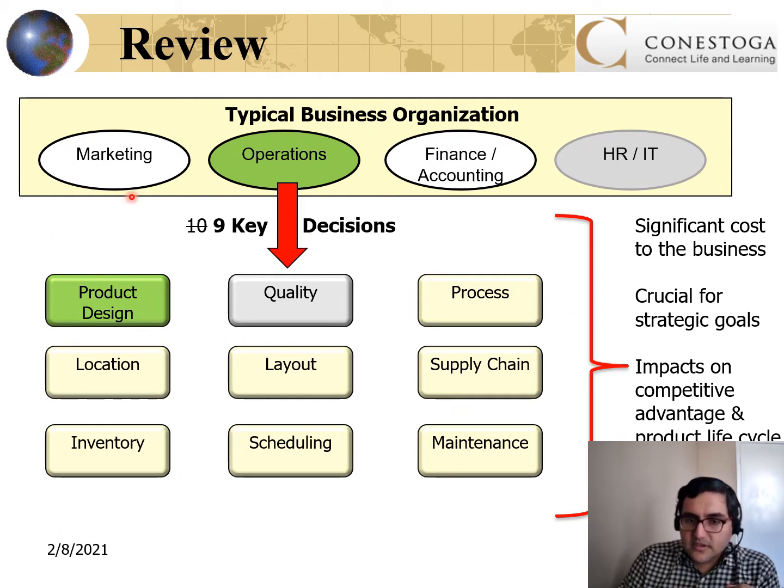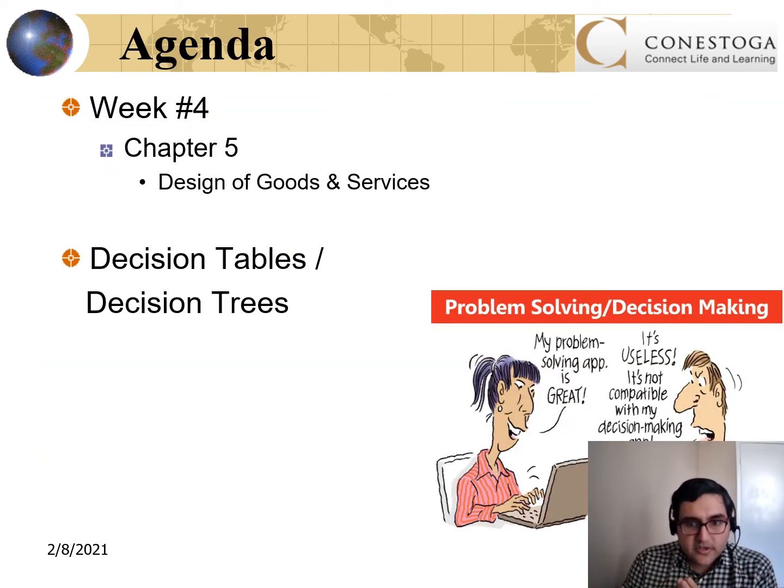So these are the various operations management decisions which will come up. The next week we will be starting with quality management. As I said, the focus for this particular week is the design of goods and services. Towards the end of today's discussion, I will be introducing what's called a decision table or a decision tree, which we will be working on during our lecture hours. From this chapter, the numerical part of it is the decision table or decision tree.